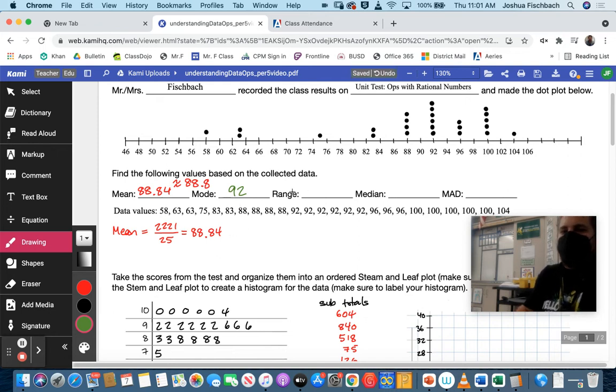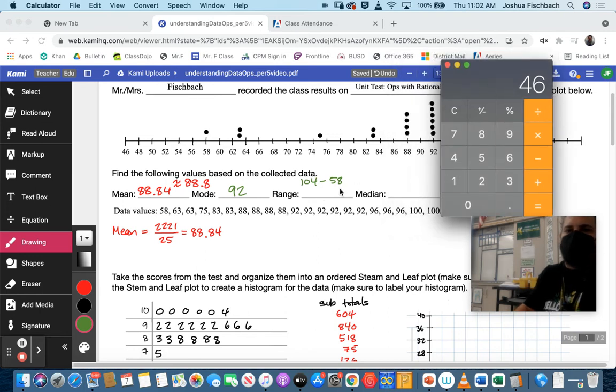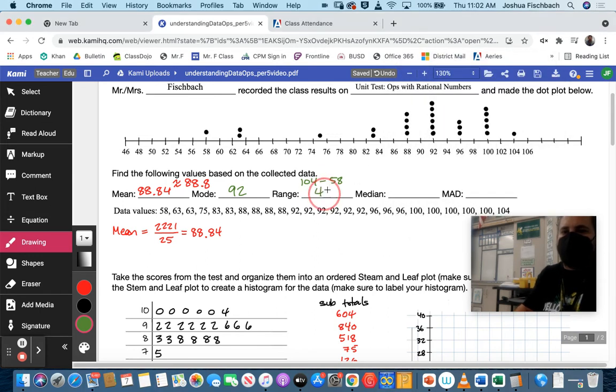Okay. The range is the change from the highest to the lowest. So in this case, it's from 58 all the way to 104. So you just do 104, take away 58, and that's going to give you your range. So our range in our case here is just going to be 104 take away 58, and our range is 46. So you guys should have 46 as your range.